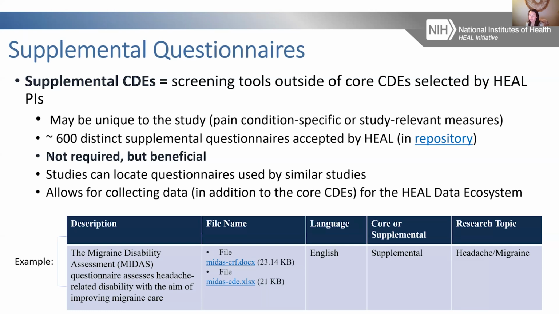to assess headache-related disability. We encourage studies to utilize the questionnaires or CDEs that are already in the HEAL CDE repository. This allows for a secondary analysis to be completed across multiple studies. For example, if there are 2 grantees studying migraines and need to assess headache-related disability, we would encourage the use of MIDAS for the second study so that the data from this questionnaire can have a secondary analysis completed.